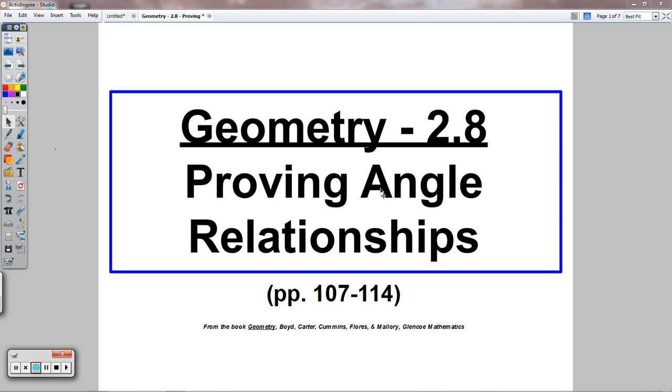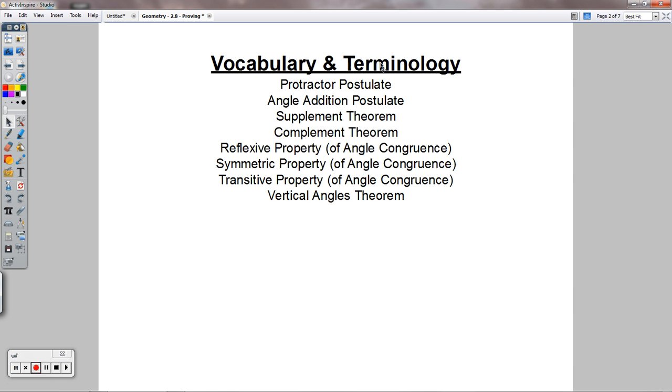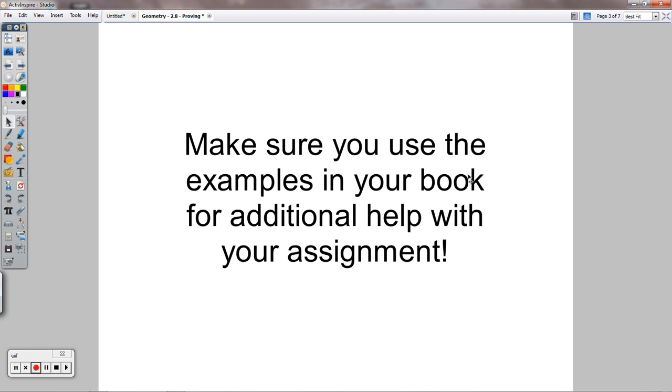Hello, students of geometry. Welcome to lesson 2.8, talking about proving angle relationships, and some new terminology in this one. Really what we're going to do with this lesson is use these theorems and postulates in the context of some actual problems rather than doing the proof stuff. If you're one of my students, yes, we're going to do some proofs this year, but this really won't be the start of that. We'll be doing that in a later lesson.